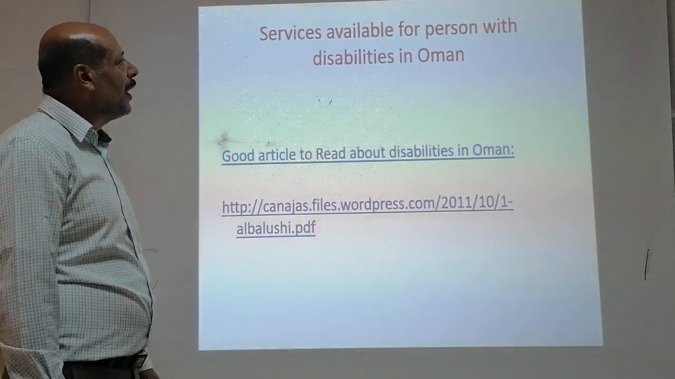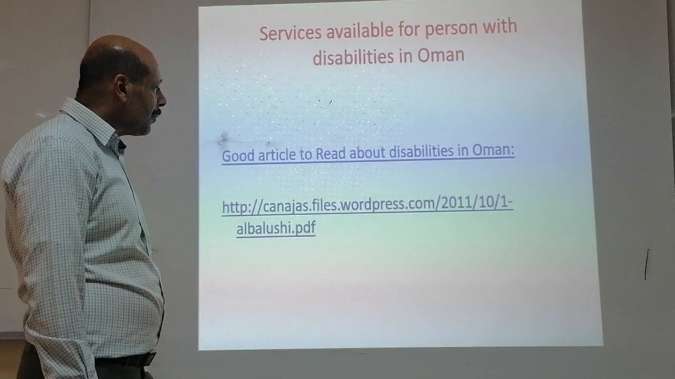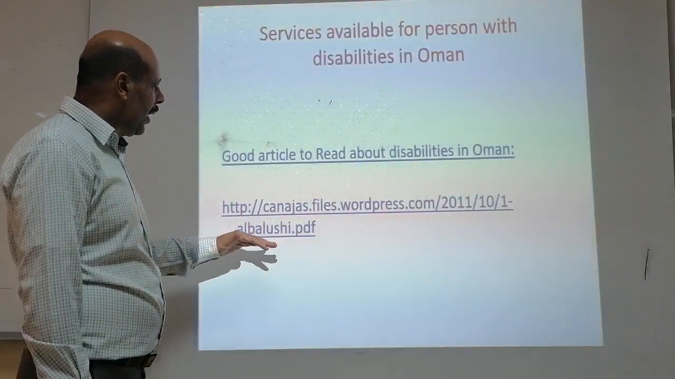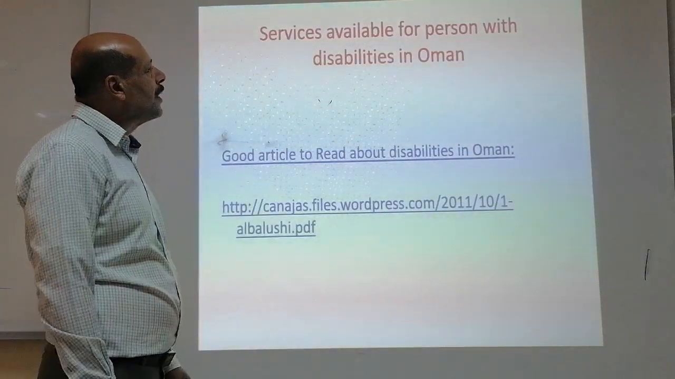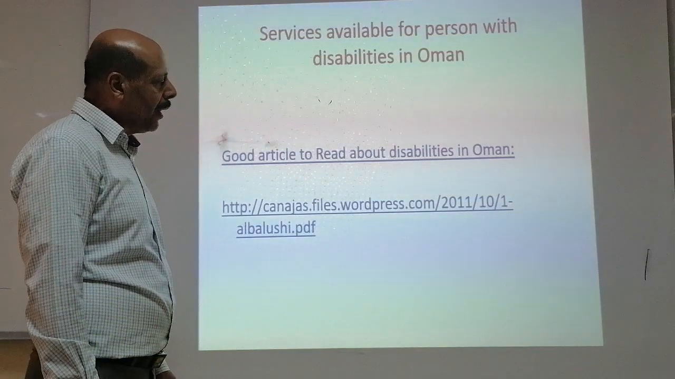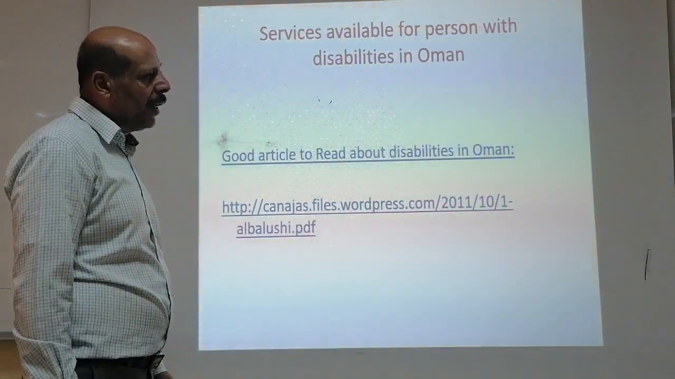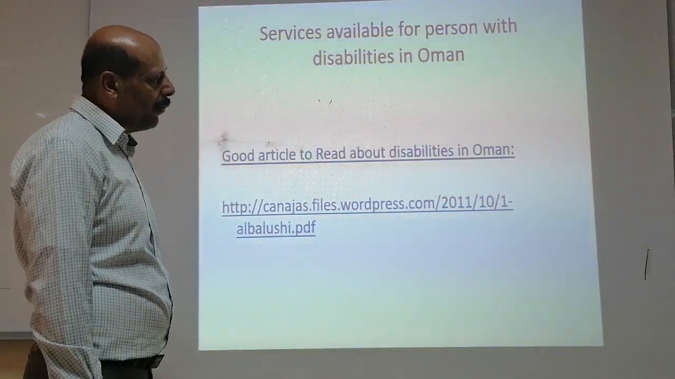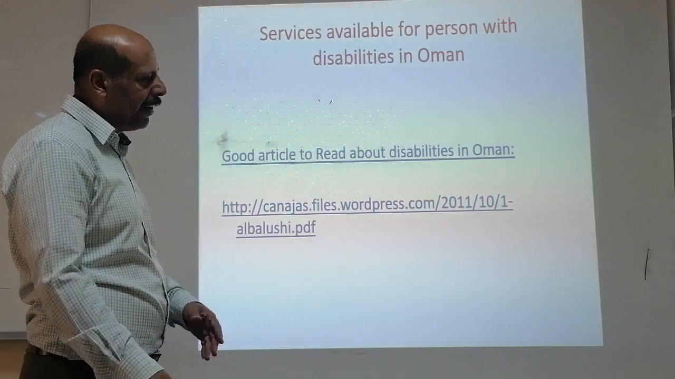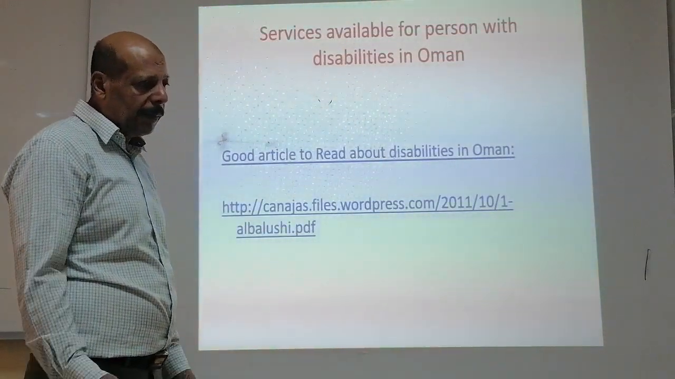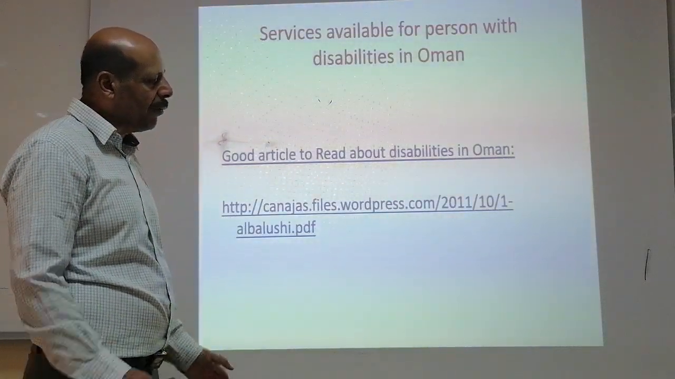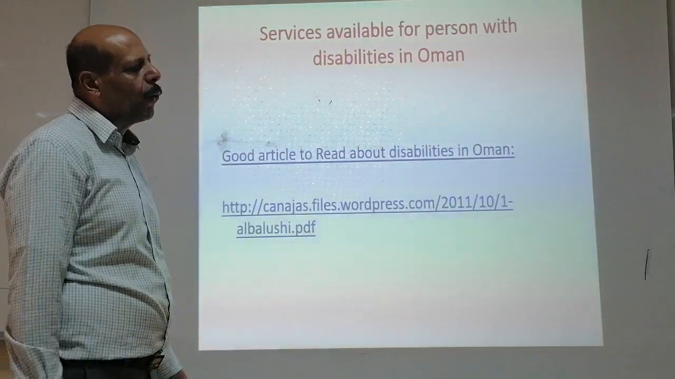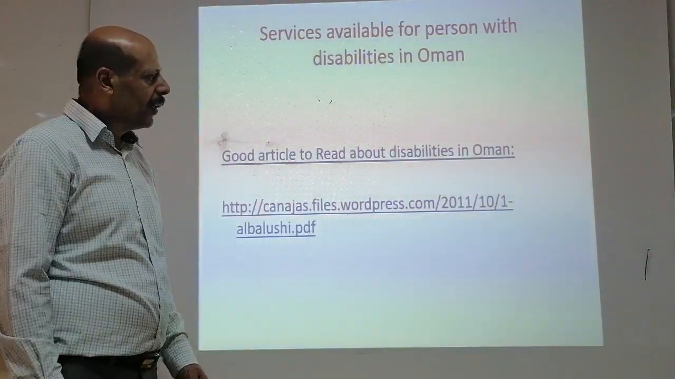Services available for persons with disabilities in Oman. There are good articles to read about the disabled in Oman. You can see this site and see the services provided for disabled persons in Oman. There are some social institutions that will help disabled persons. There is also the Ministry of Social Welfare that supports them either by training or by financial support. There are many kinds, or providing them with equipment either through the Ministry of Welfare or through the local community services.